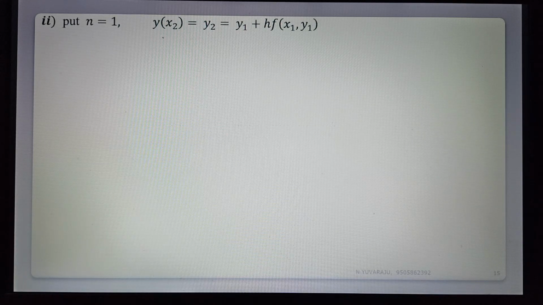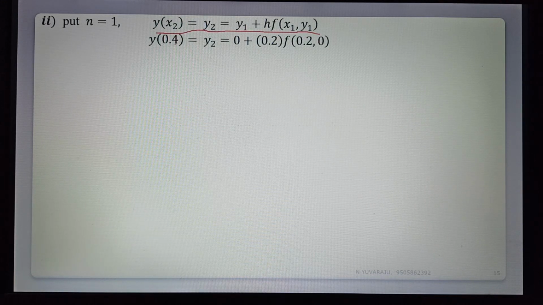So put n is equal to 1. y of x2 is equal to y2 is equal to y1 plus h into f of x1 comma y1. So that is y of 0.4 is equal to y2 is equal to y1 value 0, h 0.2, f of x1 comma y1, and x1 is equal to 0.2, y1 is 0.